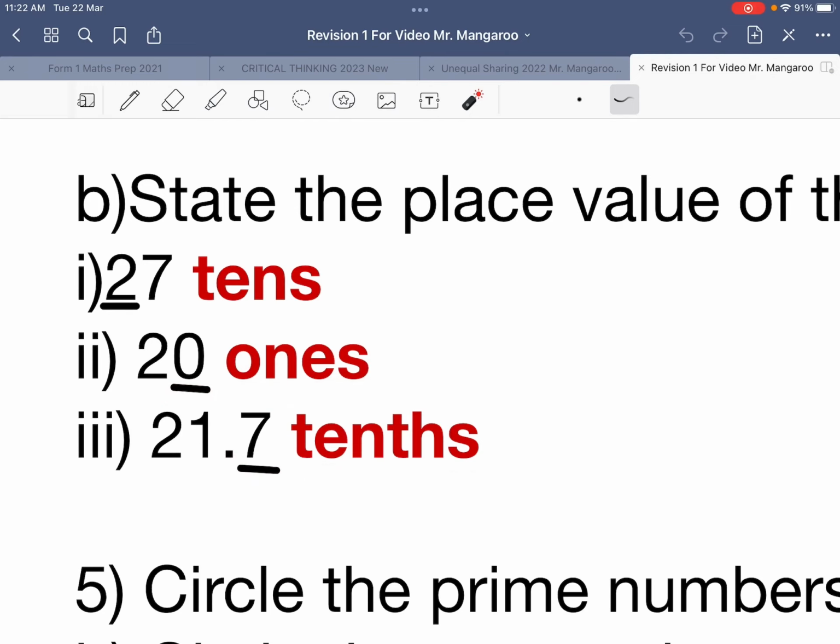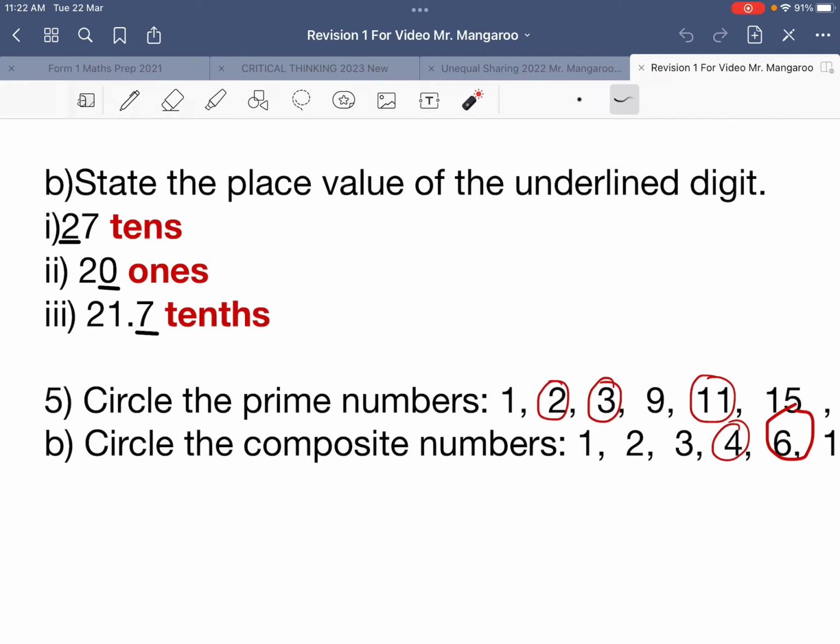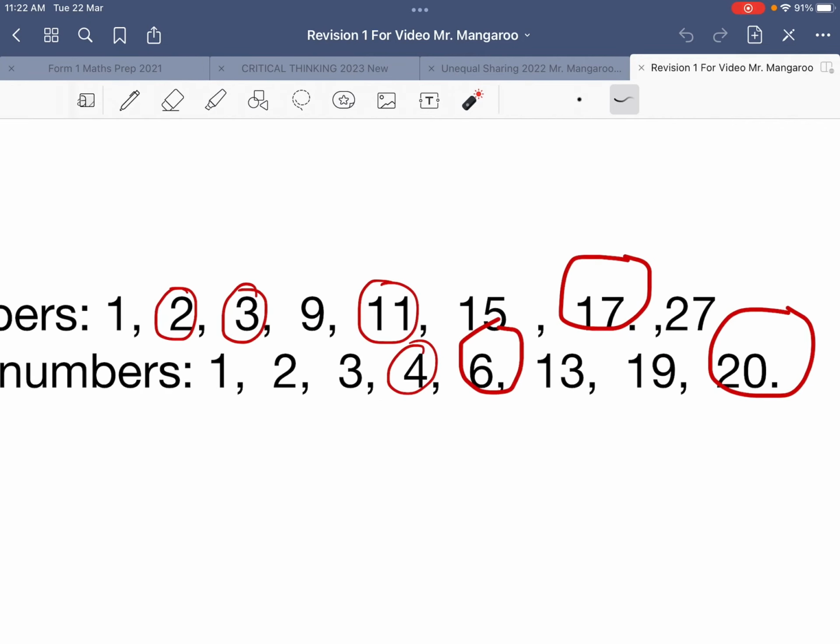Next, circle the prime numbers. So prime numbers only have two factors, 1 and the number itself. So we can see the prime numbers here. Of course, you can check through all of them and then identify which ones are prime.